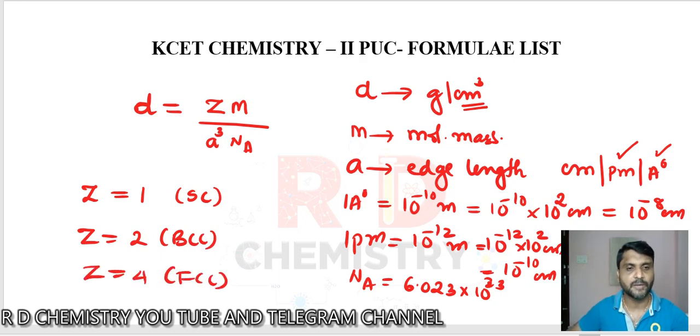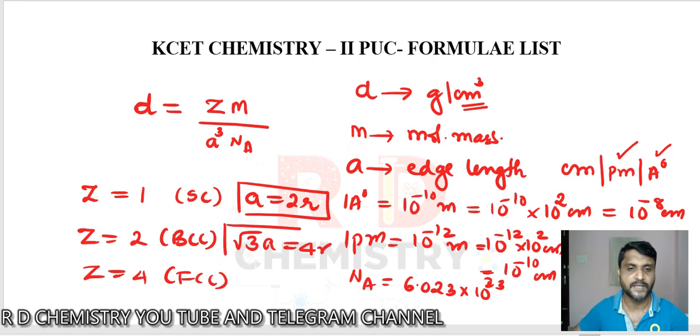Correct? Also remember, in case of simple cube, a is equal to 2r. Right? In case of BCC, square root of 3 a is equal to 4r, r stands for the radius. And in case of FCC, square root of 2 a is equal to 4r. Right? Clear?